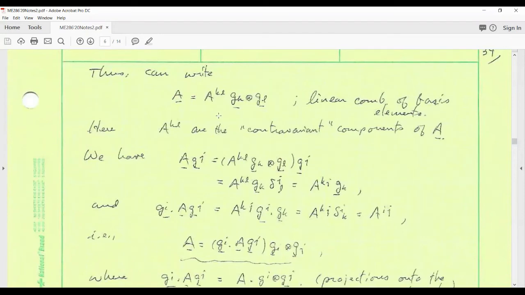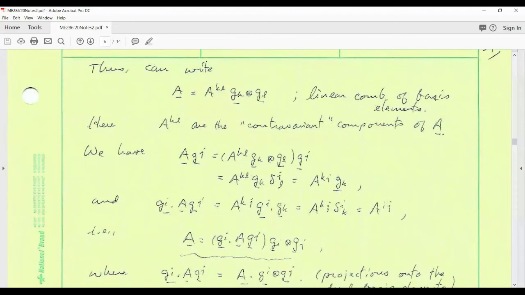Well, let's see. I'd like an interpretation of the coefficients, just as we had a while ago for the vector components. To that end, let's operate on, say, the jth element of the dual basis, both sides of the equation. We get this. This tensor product operating on G super j gives me a dot product, G_k times the dot product, G_l dot G super j, which is a Kronecker delta. Sum on l, I get A^kj with the G_k remaining.